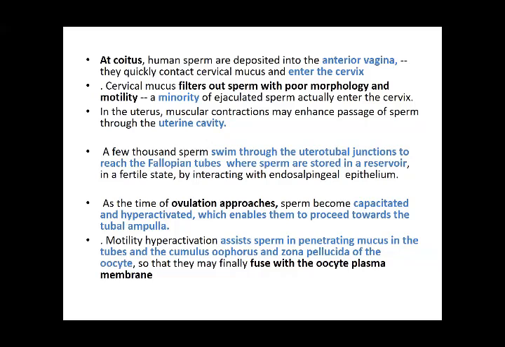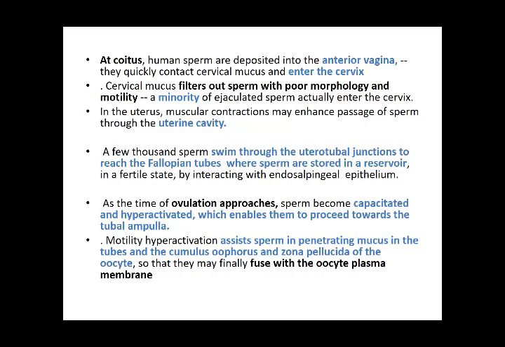Now, the process is that at coitus, that is, at intercourse, they are deposited in the interior vagina. They quickly contact the cervical mucus and enter into the cervix, which is more alkaline in nature. The vagina is more acidic, so the chances are that the motility would be less. The cervical mucus filters out sperms with poor morphology, that is, which are not normal, and poor motility. And they enter the cervix. In the uterus, contraction passes the sperms upward into the fallopian tube.